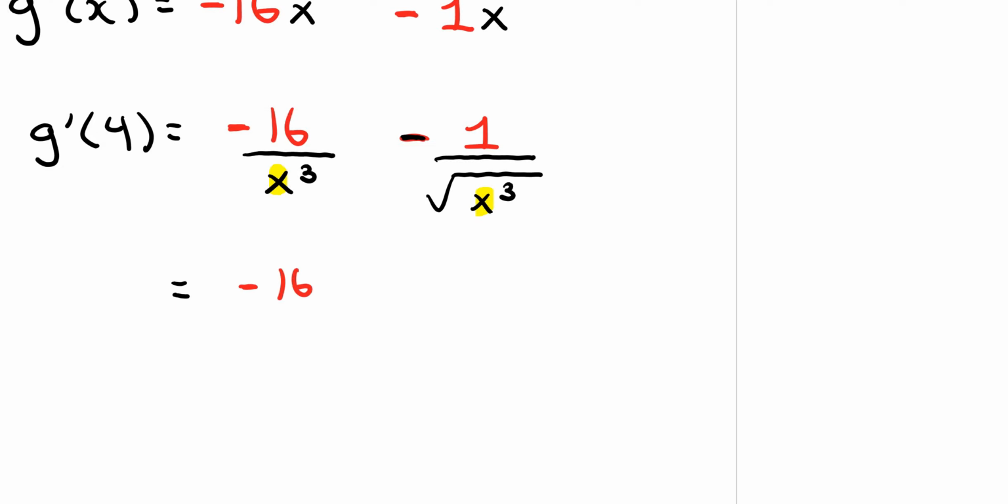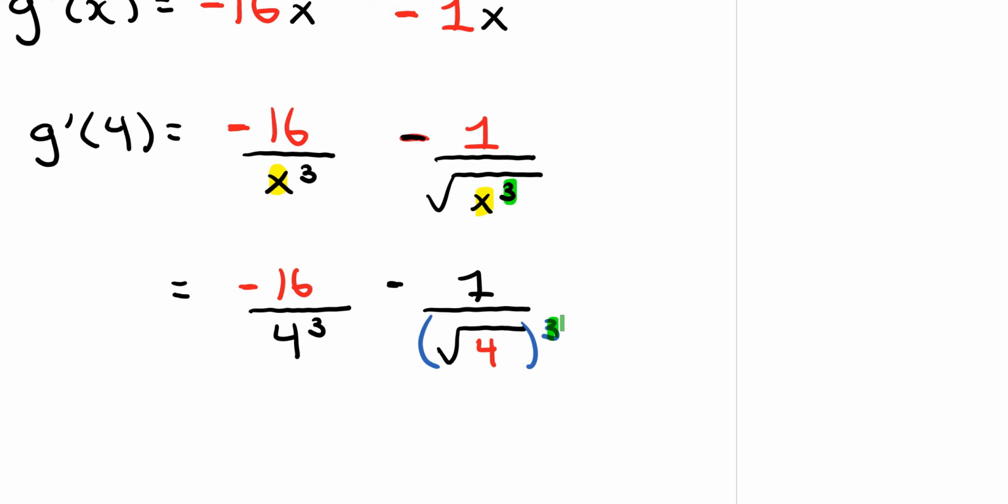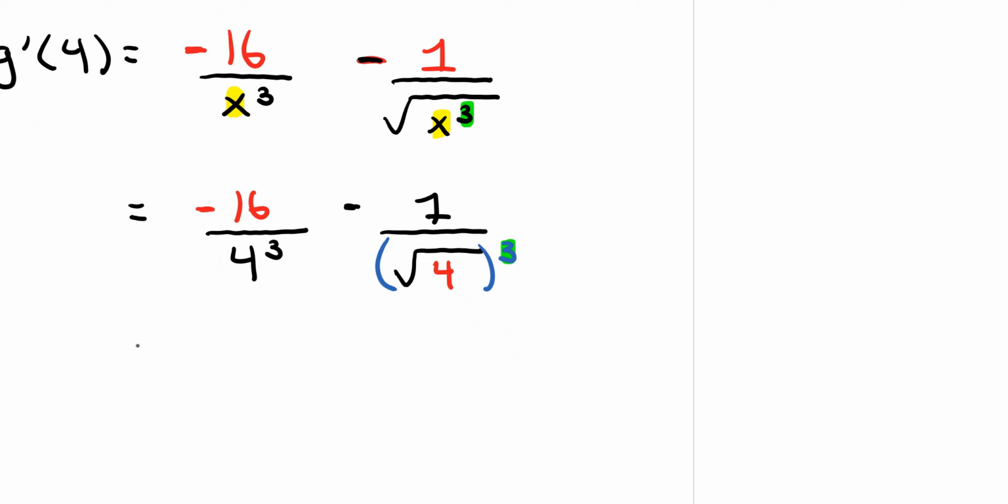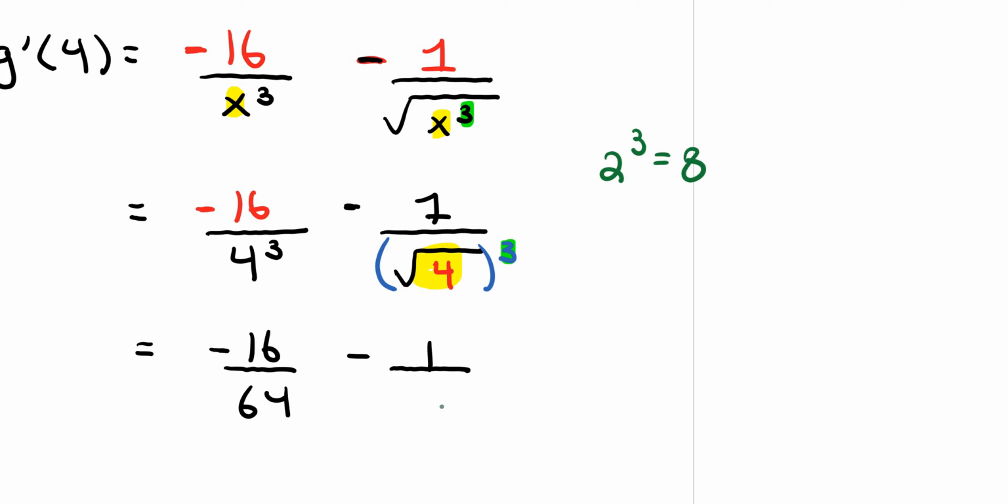So this is negative 16 all over 4 to the power of 3 minus 1 over. Now for this part here, I will write it like this, the square root of 4. And since you have a 3 right here, you can just put all this in a bracket and raise to the power of 3, and that might be a little bit easier if you had to simplify this. So this is negative 16 over 64 minus 1 over, well, the square root of 4 is 2, and 2 to the power of 3 is going to be 8, so 1 over 8 there.